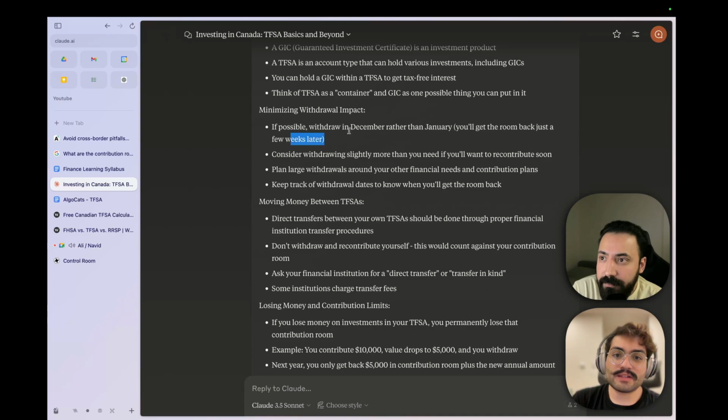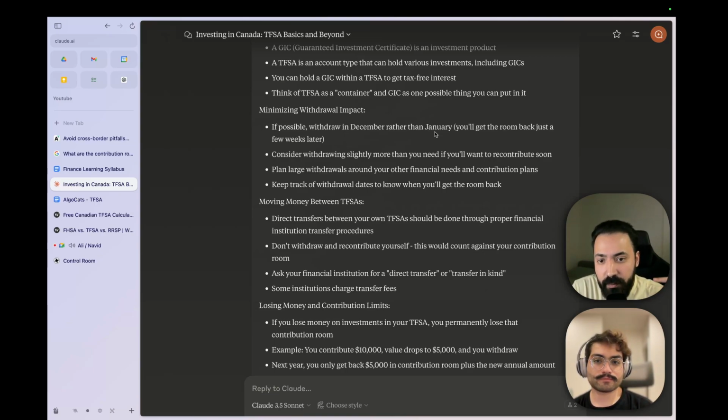If possible, withdraw in December rather than January. You get the contribution back in January. If you withdraw in January, you need to wait until the end of the year, which is the next January, to get your contribution room back.